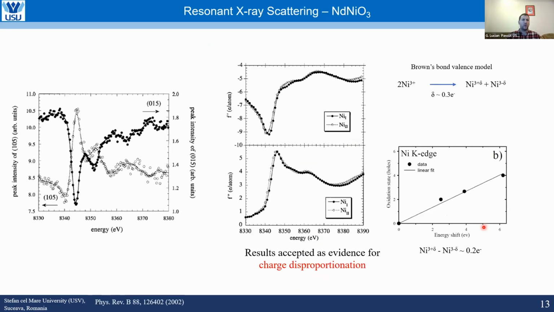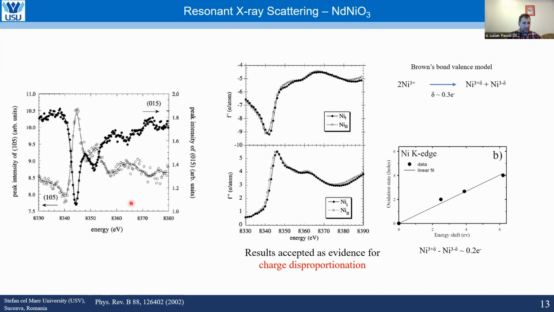Now, moving forward to neodymium nickel oxide, NdNiO3, where you have a metal to insulator transition, people have done the same kind of measurements to look at forbidden peaks, 0 0 5, it's here, and 1 0 5. And they also observe this change in the intensity as you go across the edge of the nickel ions.